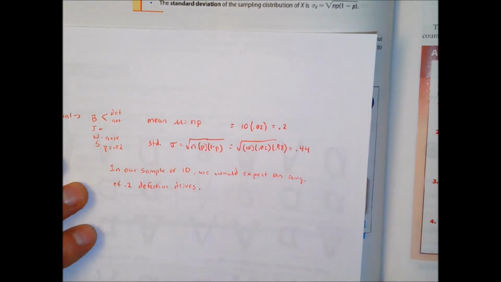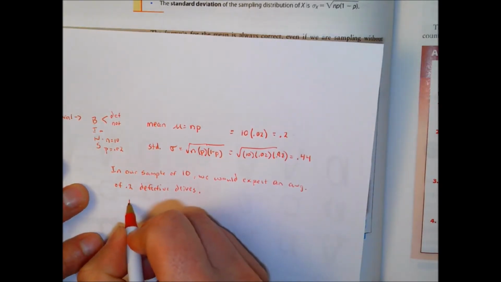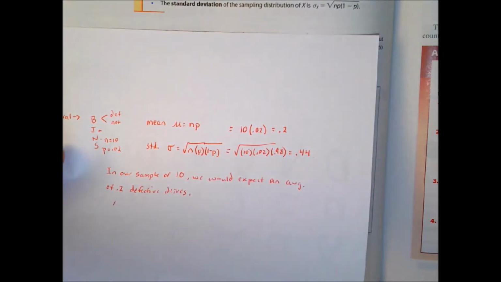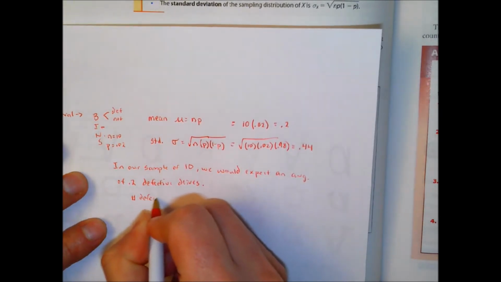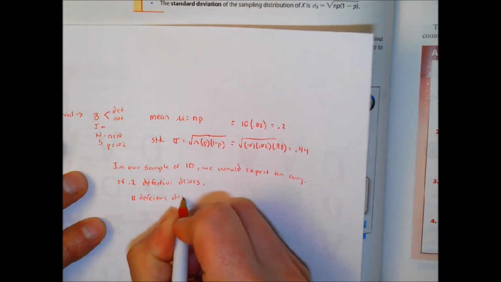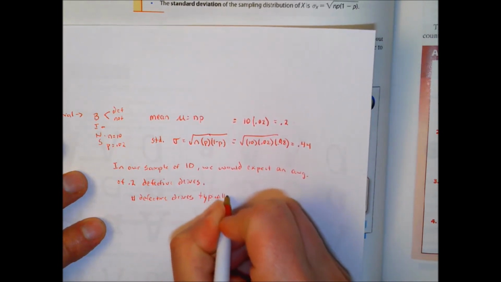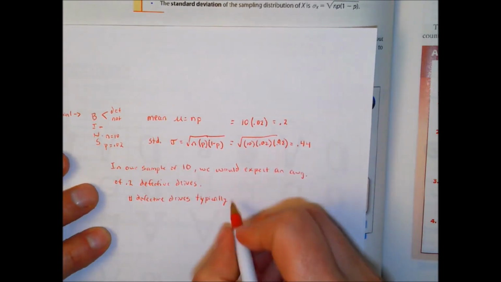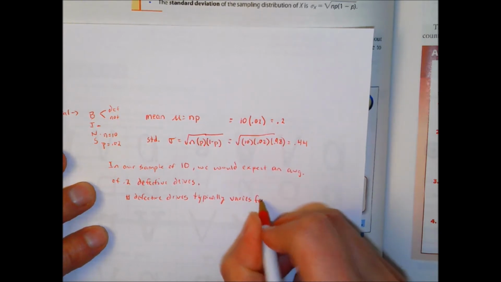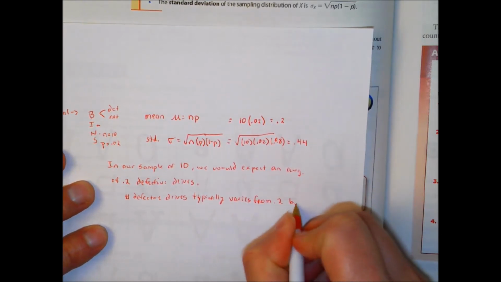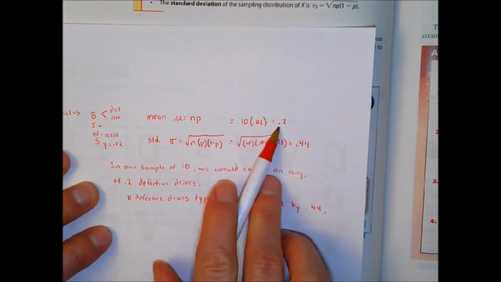And then we would expect the number of defective drives typically varies from 0.2 by 0.44. So that's our standard deviation. Okay, so we found our mean and our standard deviation.